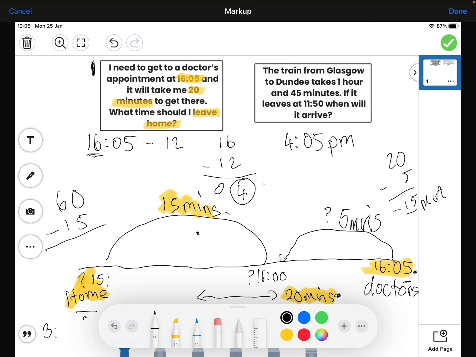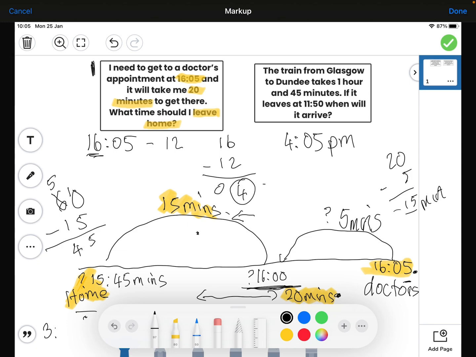Now, 0 take away 5, we cannot do. So we borrow 1 and we turn it to 5. 10 take away 5, we can do. We're left with 5. 5 take away 1 gives me 4. So I know that if I take 15 minutes from the hour, it leaves me with 45 minutes left. And because we've crossed this hour here, it takes us into the hour before. Okay, I hope that's helpful, that part.